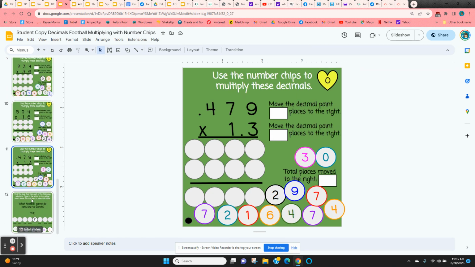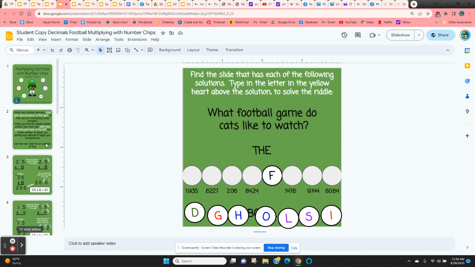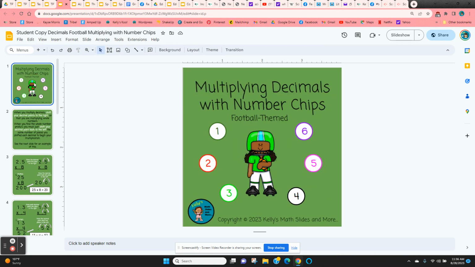So when they get down to that final slide, what football game do cats like to watch? And they're going to use these letter chips this time. But they want to find all of these solutions. So they're going to go back on previous slides, find each of these solutions, and then take the letter that's in the yellow heart, and they're going to move that into place. So that will solve the riddle if they've done it correctly. So this is multiplying decimals with number chips, the football version.